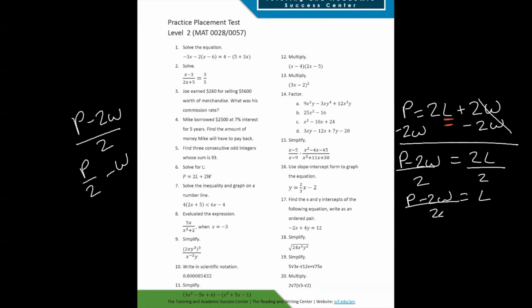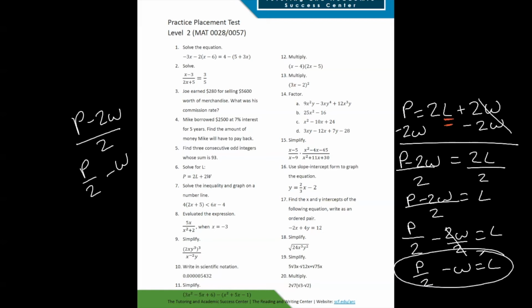To be honest, this does give you this answer as a solution, but really the best thing to do is to simplify it further. And what you would do is you would separate this into P over 2 minus 2W over 2 equals L. The reason this is helpful is you'll see that your 2's will cancel out and you'll be left with P over 2 minus W equals L. That would be most likely the solution that you're going to see on your exam.